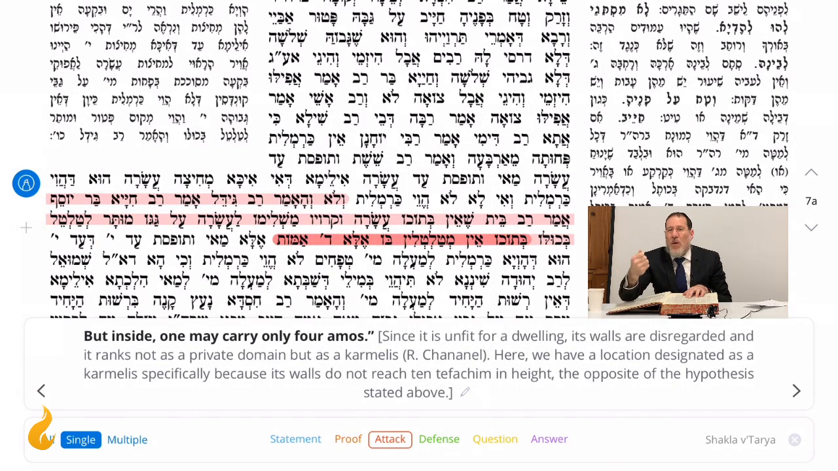So what are we learning now? What is that called, my friends? A karmelis midarabanan. You may not carry 4 amos in a karmelis, like you may not in a reshus harabim. Less, yeah, but not 4 amos or more.